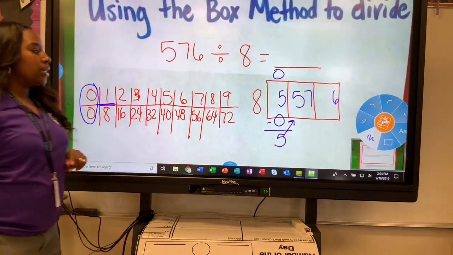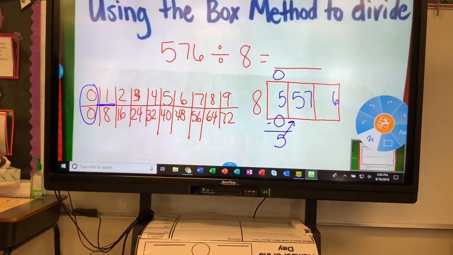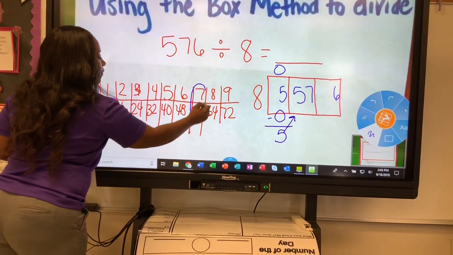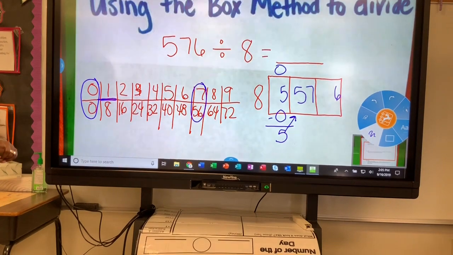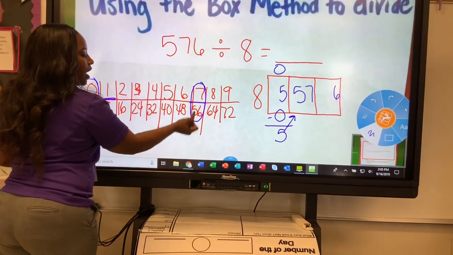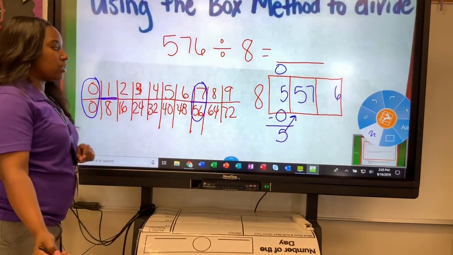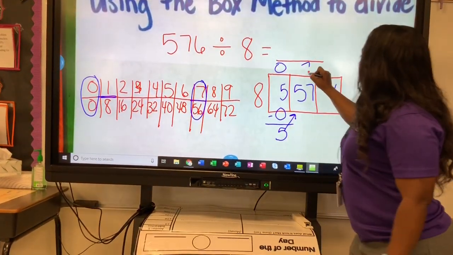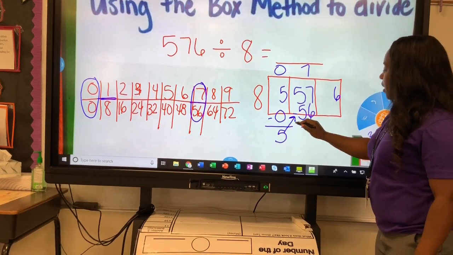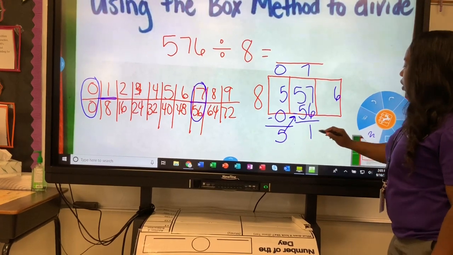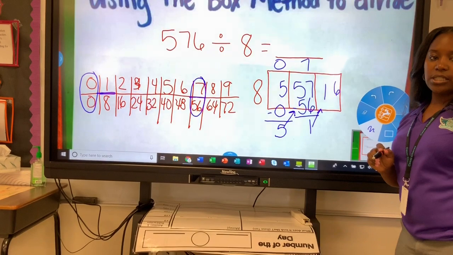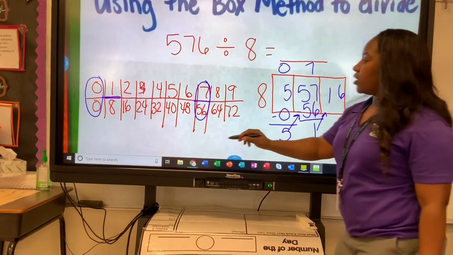We have 57. We have something pretty close to 57. We have 56. That's pretty close. So my top number is 7, and what I'm going to be subtracting is 56. So let me write that now. My top number is 7. My bottom number is 56. And we know that that's a difference of 1. And I'm going to move over that 1, creating a new number, which is 16. 16, we saw that on our chart.